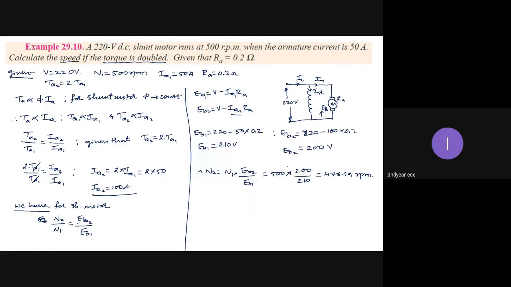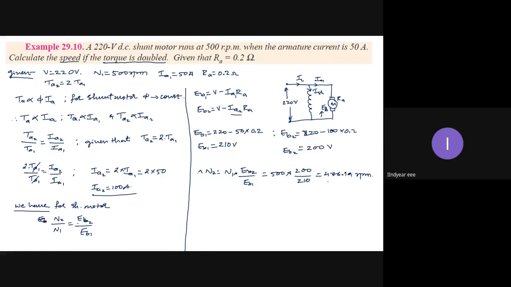Machine will be much better understood from the numericals, not only by theory. Theory I will explain today, you will listen, you will feel you have understood, but if you don't go back and brush up the things, you will forget. So numericals are the evaluative tools for the concepts we study in the theory. Here I am evaluating the performance. In the theory I told that as the load increases, torque increases, speed decreases. Here the torque is doubled, current is doubled, speed is reduced.